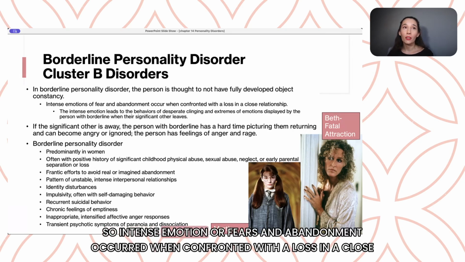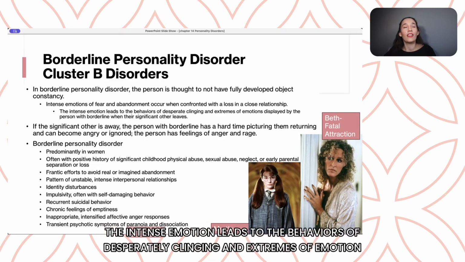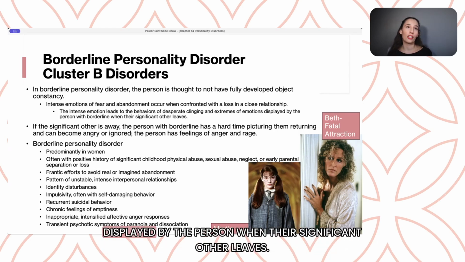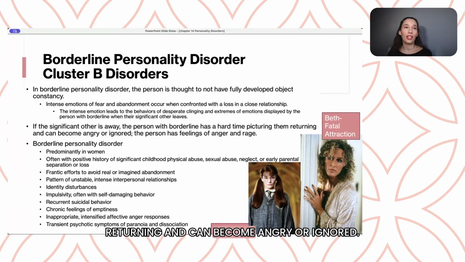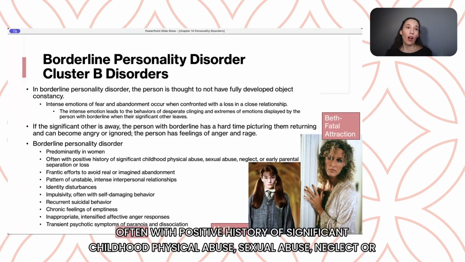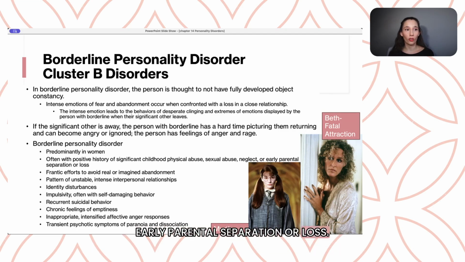So intense emotion or fears of abandonment occur when confronted with a loss in a close relationship. The intense emotion leads to the behaviors of desperately clinging and extremes of emotion displayed by the person when their significant other leaves. If the significant other is away, the person with borderline has a hard time picturing them returning and can become angry or feel ignored. The person has feelings of anger and rage. It's predominantly in women, often with positive history of significant childhood physical abuse, sexual abuse, neglect, or early parental separation or loss.